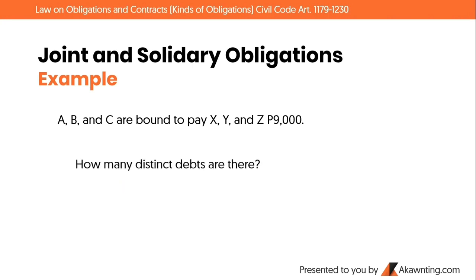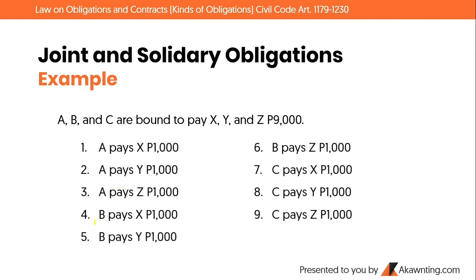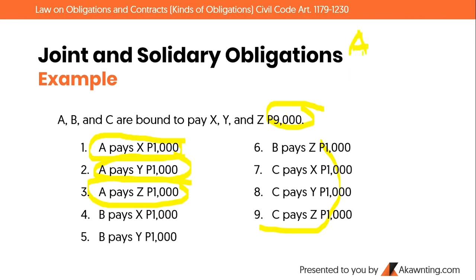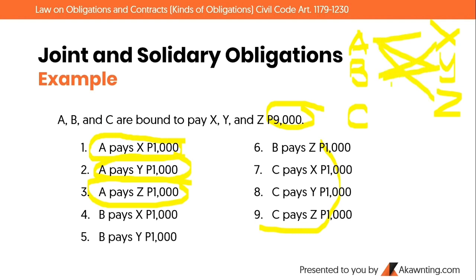Okay. So, na-spoil tuloy. How many distinct debts are there? Okay? So, there are 9 distinct debts. So, ano yung mga yon? Ito yung mga yon. Yung obligation ni A kay X, 1,000. A kay Y, A kay Z. Okay? And so on, hanggang 9. Totaling up to 9,000. Parang matching type. Okay, A, B, C, pero lahat dapat ma-match. Diba? X, Y, Z. So, pag mga ganitong question, simple lang, i-multiply mo lang, 3 times 3 equals 9, ganun lang lagi yun. Okay, so ayan, nakakonnect na sila lahat. Kasi joint sila pareho.